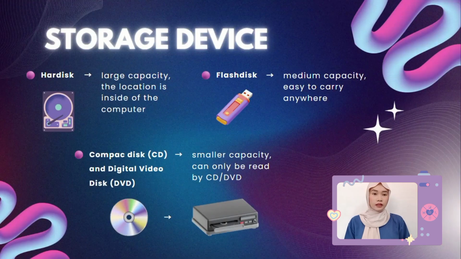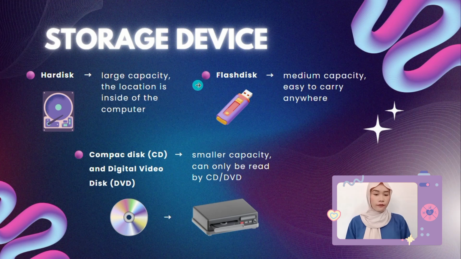And then the next type of hardware is storage device. Storage device is used to save the input results. The example of storage devices is first hard disk. Hard disk has a large capacity and the location is inside of the computer. And this is the picture of hard disk.